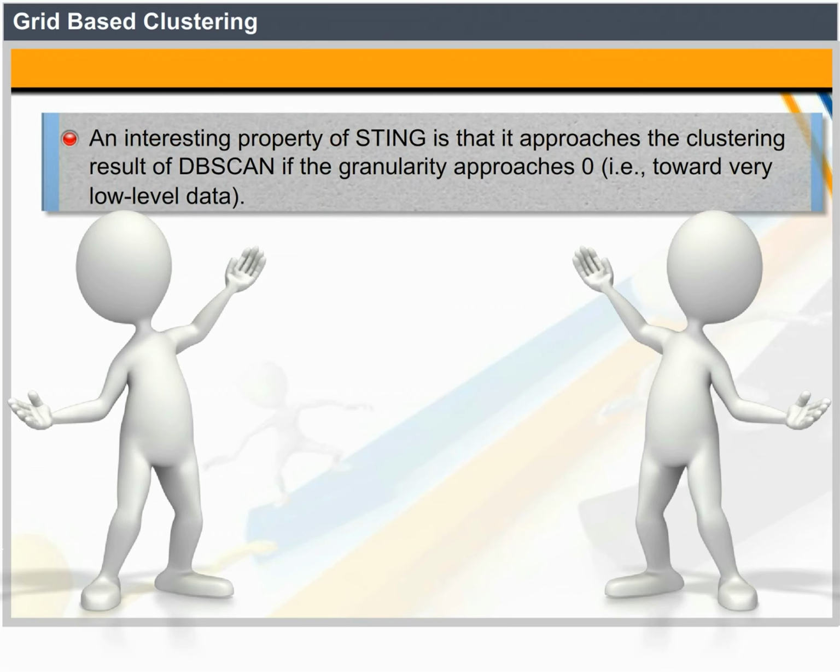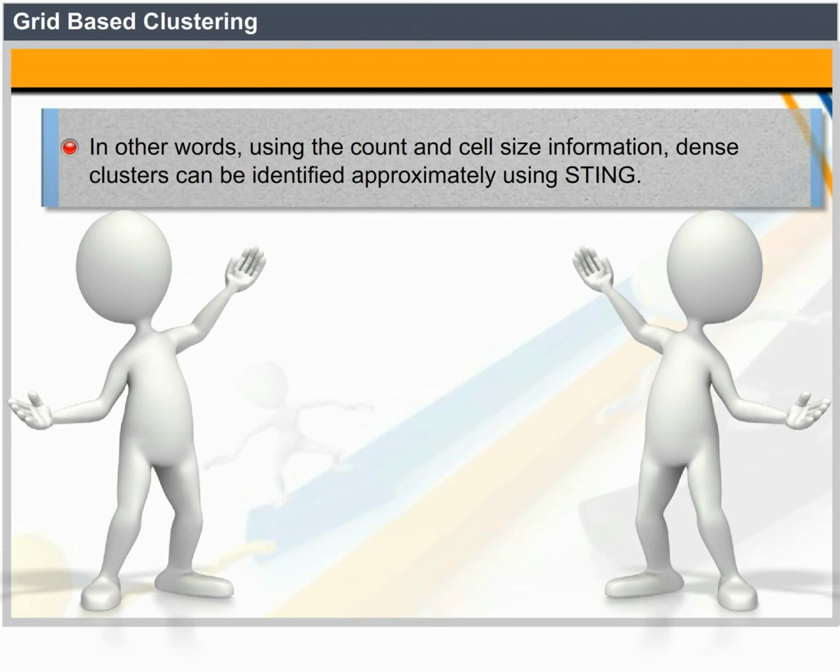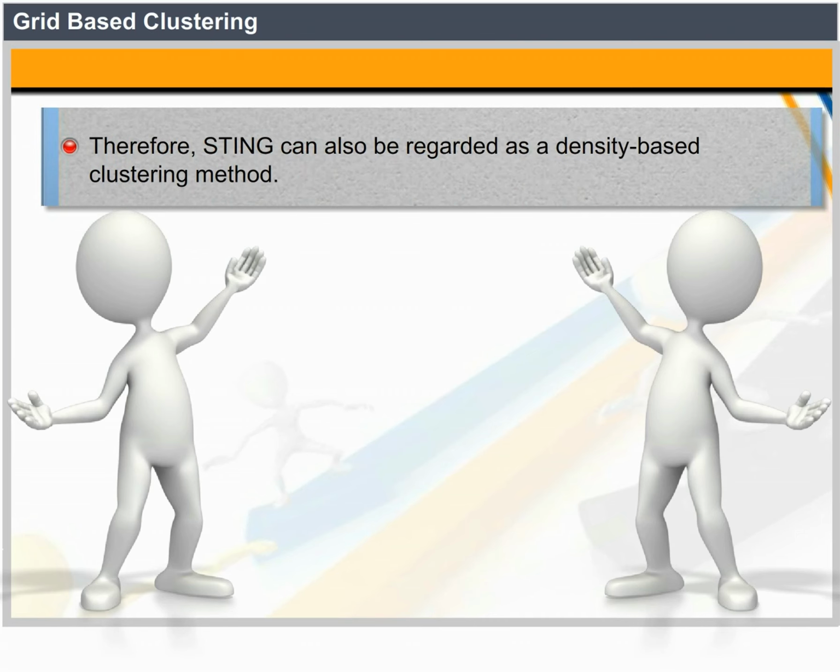An interesting property of STING is that it approaches the clustering result of DBSCAN if the granularity approaches 0, that is, toward very low level data. In other words, using the count and cell size information, dense clusters can be identified approximately using STING. Therefore, STING can also be regarded as a density-based clustering method.